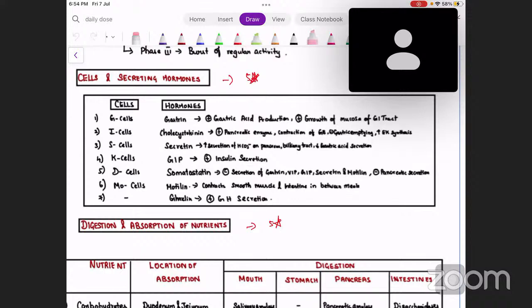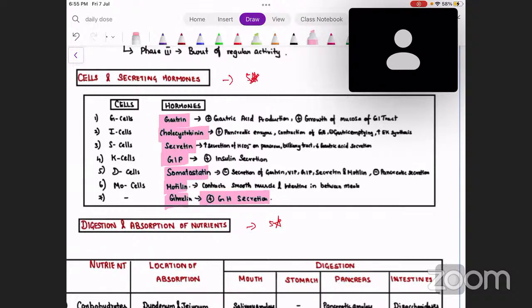their choices. Okay, so G cells will secrete gastrin, I cells will secrete cholecystokinin, S cells will secrete secretin, K cells or kappa cells will secrete GIP, D cells will secrete somatostatin, and Mo cells will secrete motilin. Apart from that, you have ghrelin. Ghrelin will stimulate GH secretion, people. Gastrin, cholecystokinin and secretin, you already know. All the secretions will be stimulated. For example, gastrin will stimulate gastric acid secretion, and it will also produce growth of your gastric mucosa.